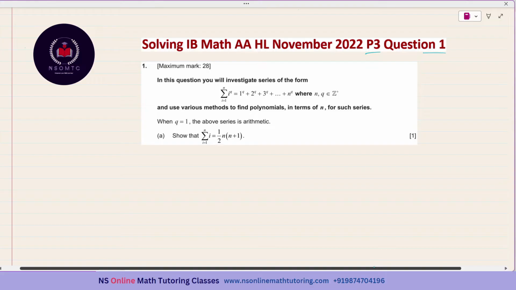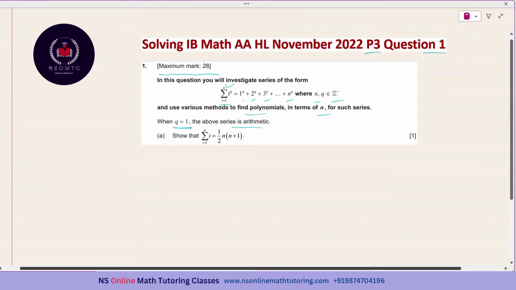So without any further delay, let us start answering question number 1. The maximum mark is 28. In this question, you will investigate series of the form sigma i equal to 1 to n, i raised to the power of q, which is equal to 1 to the power of q plus 2 to the power of q plus 3 to the power of q plus dot dot dot plus n to the power of q, where n and q belong to the set of positive integers, and use various methods to find polynomials in terms of n for such series. Now, first of all, we consider the case when q is equal to 1.